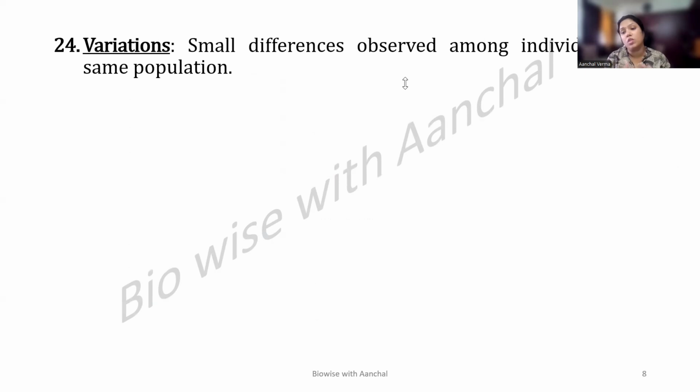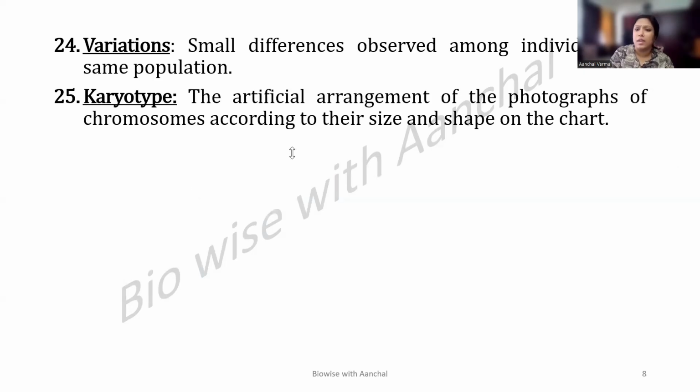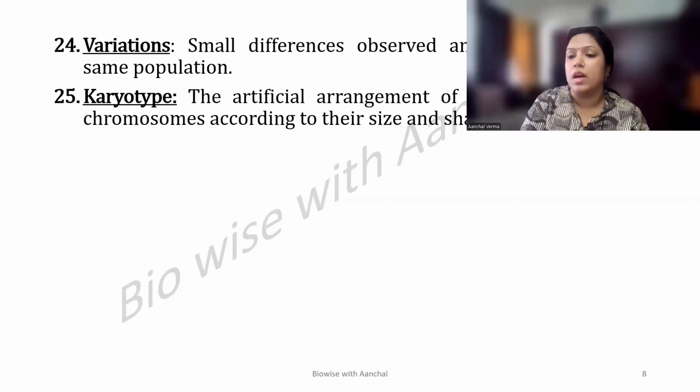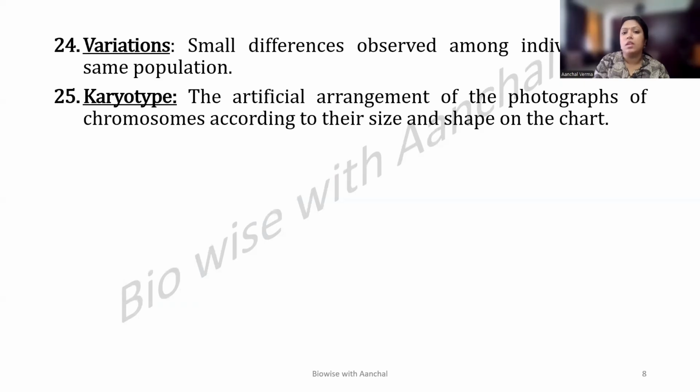Though we both belong to the Homo sapiens species, still we have some differences, some variations. That is called variation. Then you talk about karyotype. Karyotype is basically an arrangement of the chromosomes, in the order of their size, that is largest one to the smallest one. Largest one, chromosome number 1, and the smallest one is the Y chromosome in the males.